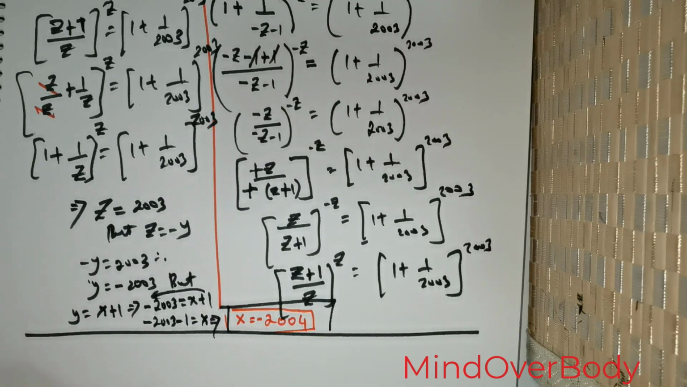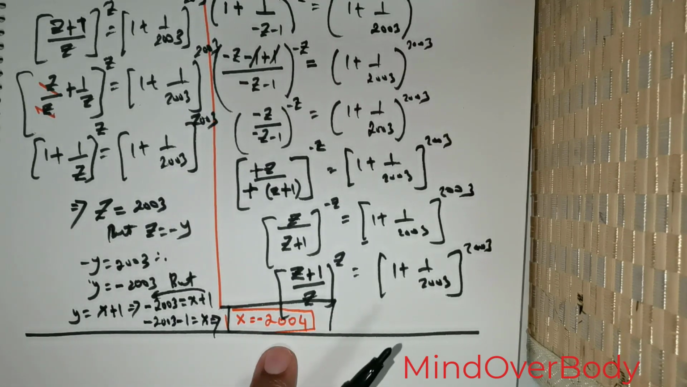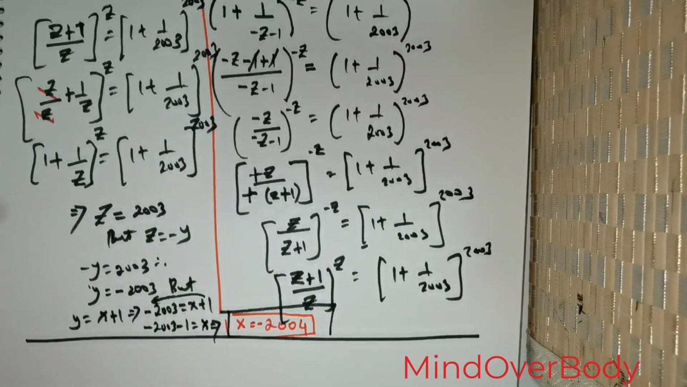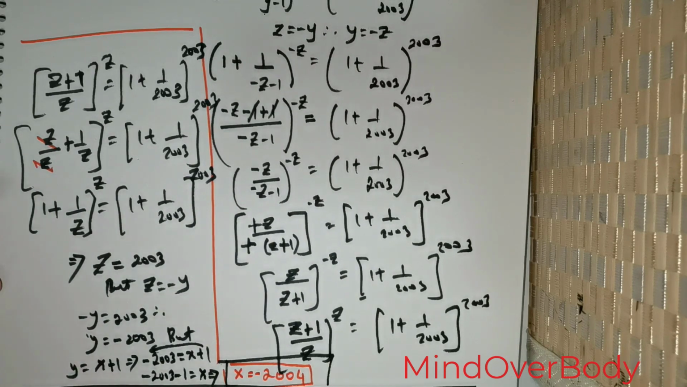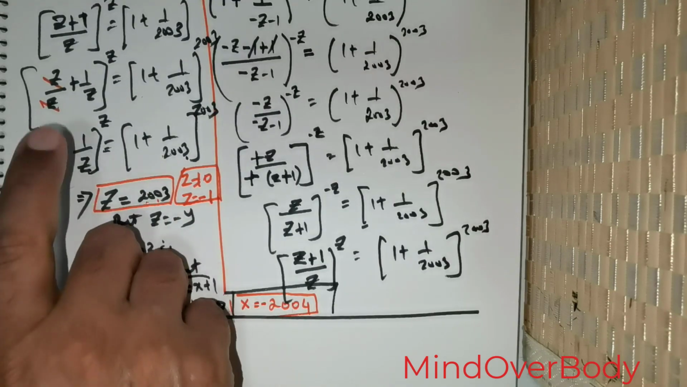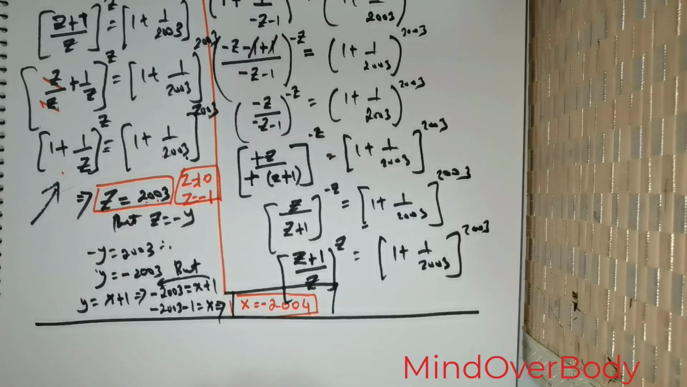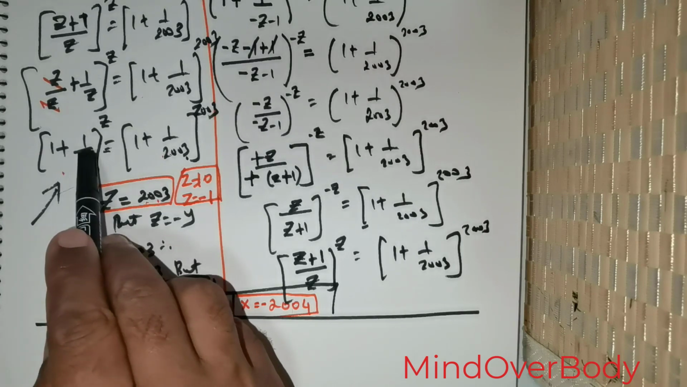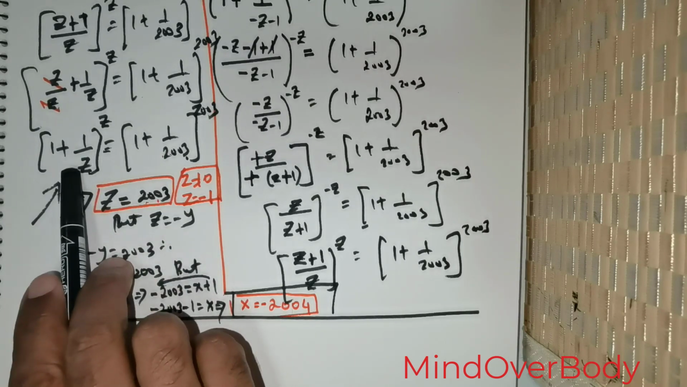Now the question is, is this the only solution? Yes, this is the only solution for this question. Now I'll give you the justification why. z equal to 2003 will be the only point for which the left hand side is equal to the right hand side. Why do I say that? For the very fact that this is strictly increasing.